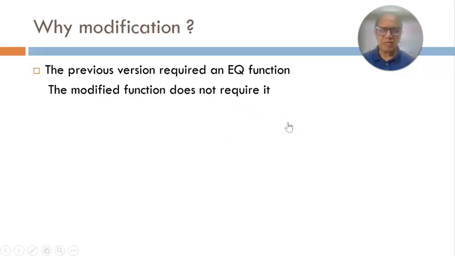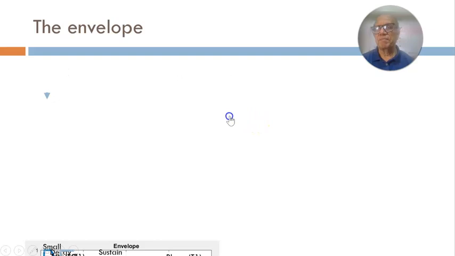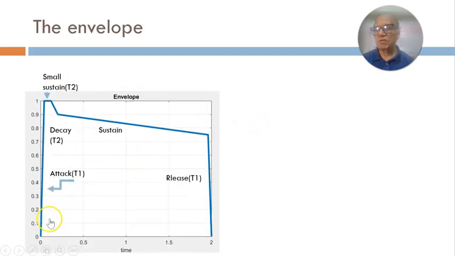Now before we study the modified function, let us first of all revise our ideas of the envelope itself. So this is the entire duration of the envelope, starts from 0 seconds, goes up to 2 seconds. Remember, this essentially corresponds to the entire duration of the musical note. So in this particular case, it is shown to be 2 seconds, but it could be 1 second, it could be 0.5, 0.4, and so on.